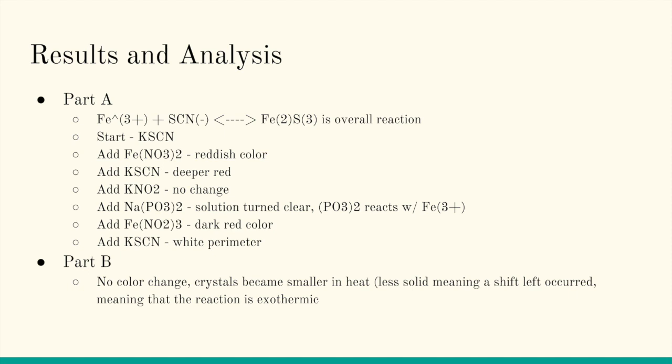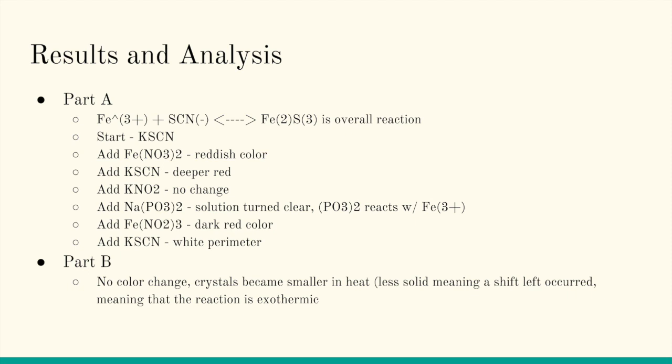So when we added potassium nitrate, there was no change in the position of equilibrium because these ions are not included in the net ionic equation. When we added sodium phosphate, however, the effect was very large because the phosphate reacted with the iron ions, which caused the concentration of the left side of the equation to go down a lot, which caused the equation to shift left towards the side of being clear.